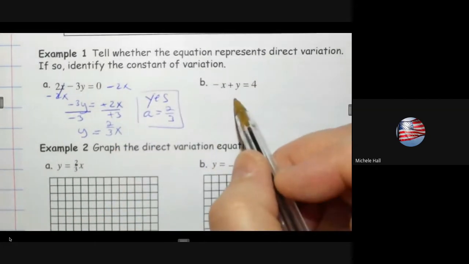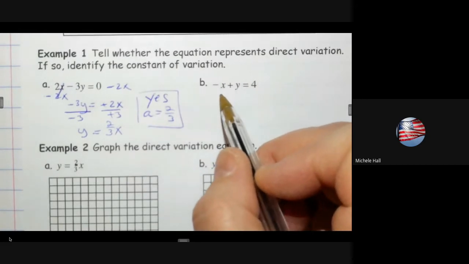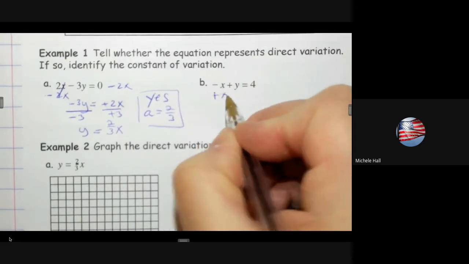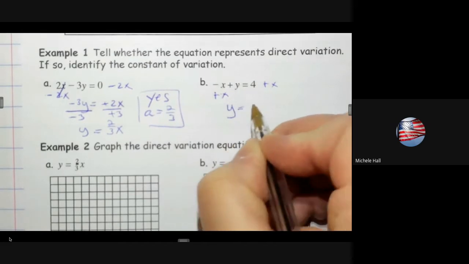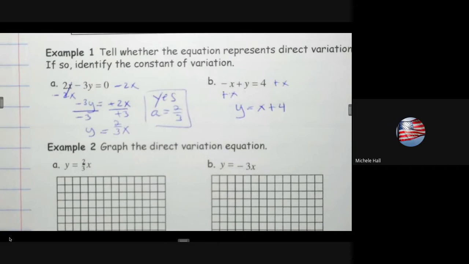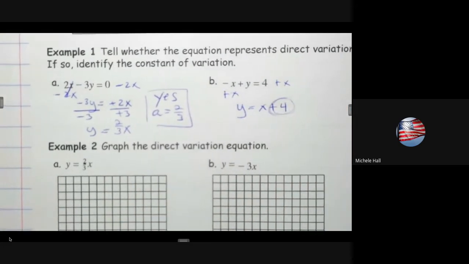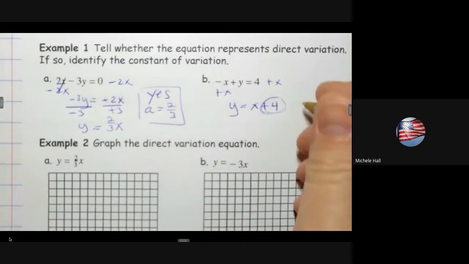Number 2, getting y by itself, it's being subtracted by x. So the opposite of a negative x is a positive x. We're trying to get y by itself, and we have y equals x and then a +4. Does this look like y equals ax? No, because of this. You can't have a y-intercept. It can only say y equals something times x. So no.